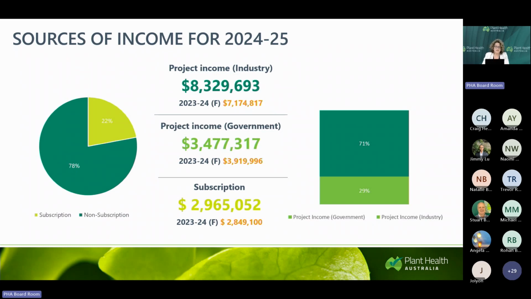In addition, PHA undertakes separately funded projects for individual members, groups of members, as well as non-members, and these are budgeted to make up 78% of our total income. And this 78% is comprised of 71% of project funds coming from industry and the remaining 29% from the Commonwealth, states and territories. Many of these non-subscription funded projects and programs support or underpin the entire biosecurity system, providing benefits to all PHA members.